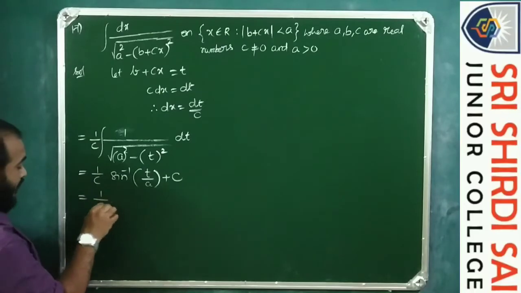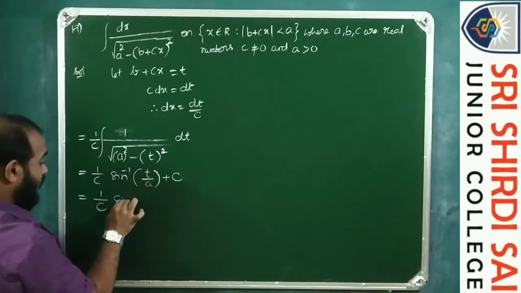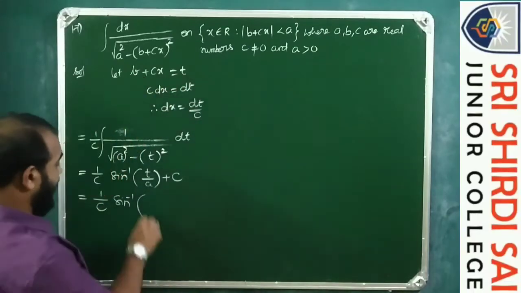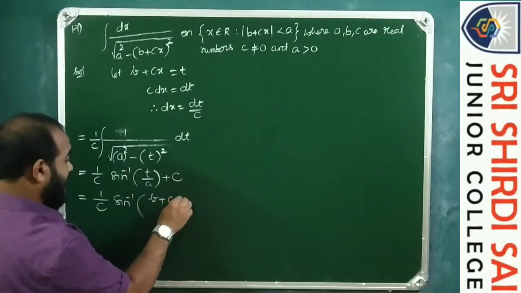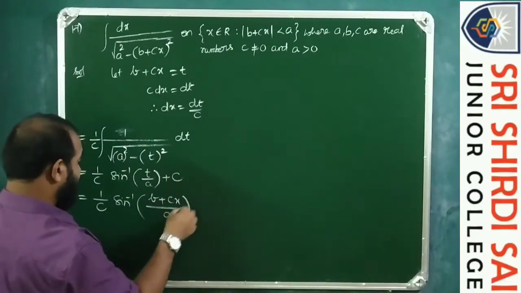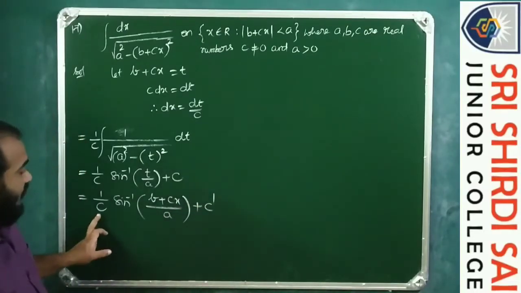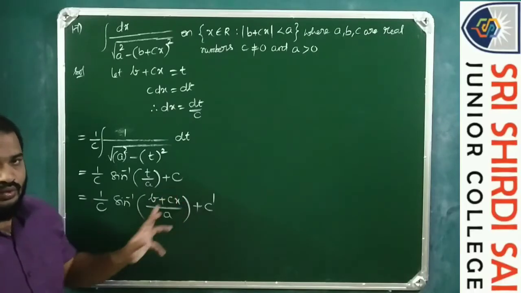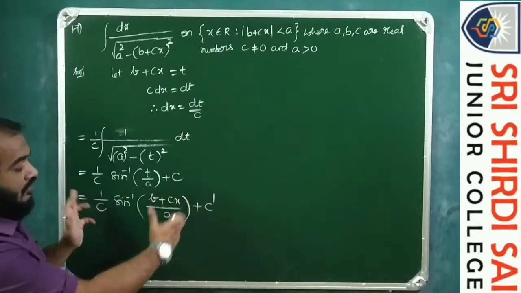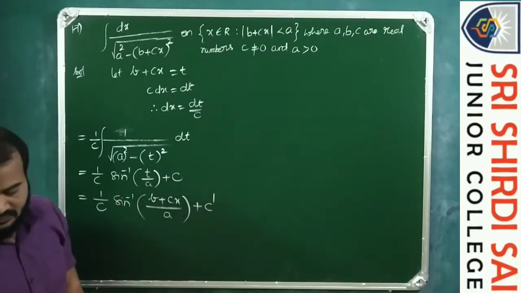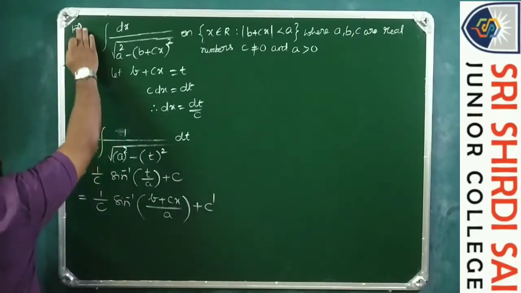So this is 1 by c into sine inverse, t is to be replaced as b plus cx, so b plus cx by a plus constant of integration c dash, because here this is c and this is c. To show the difference I have written c dash instead of c. So the next one is 18th.